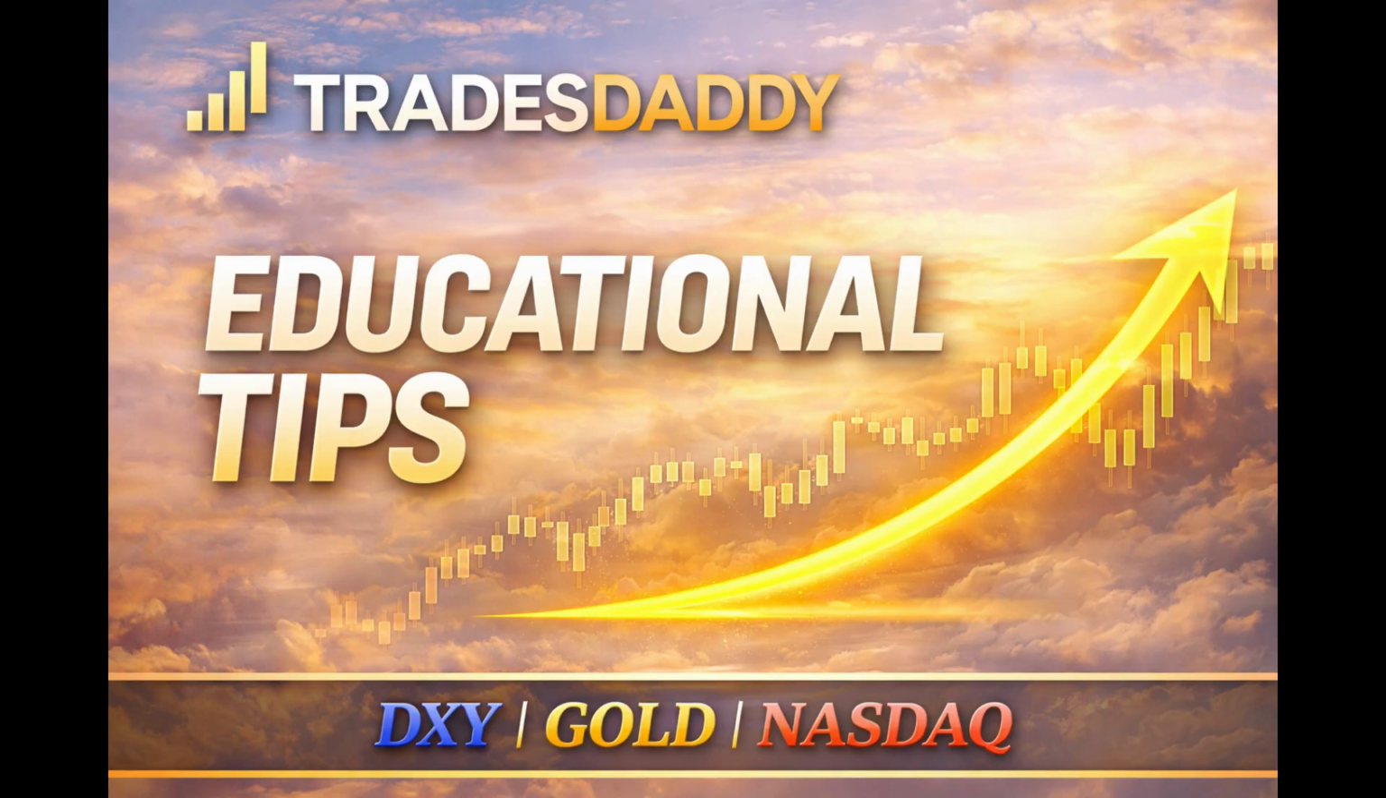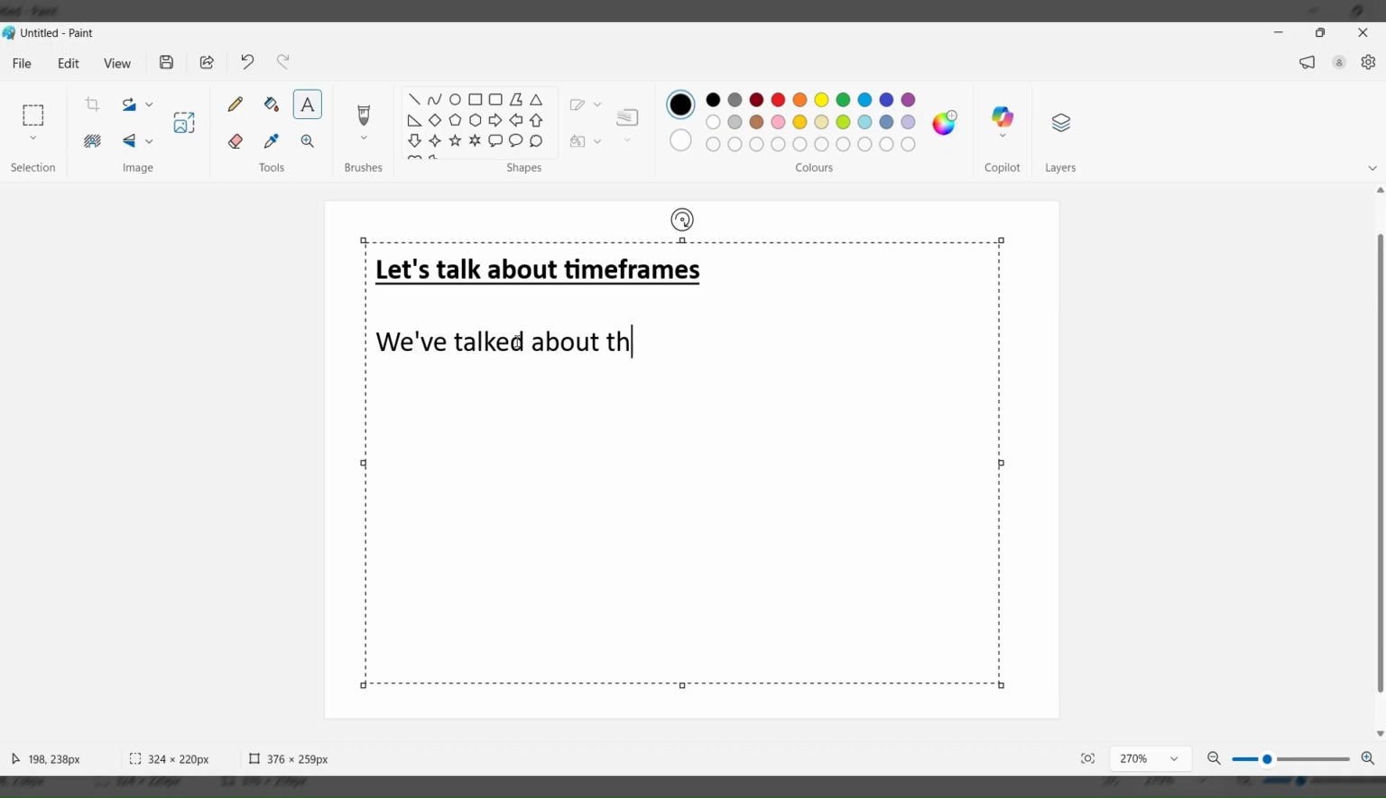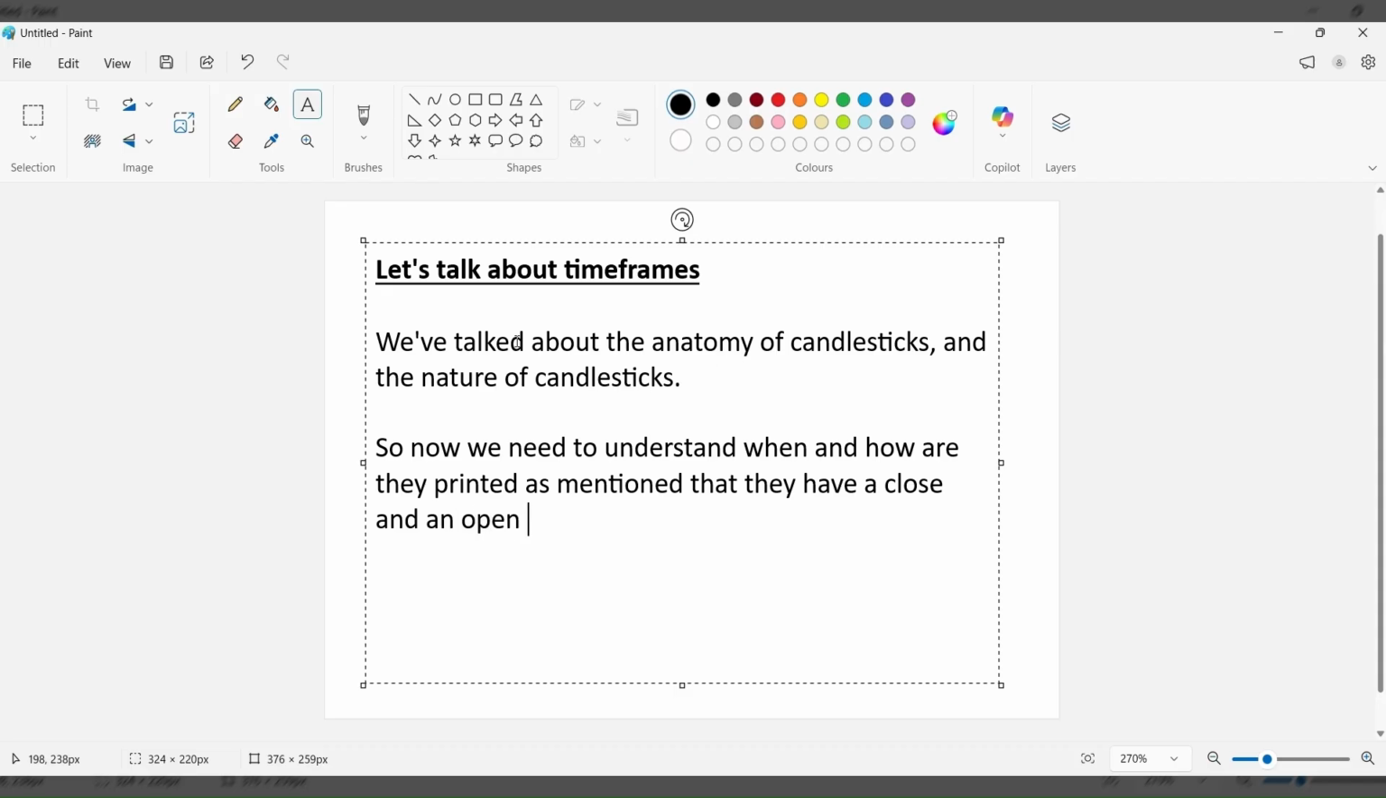Okay, so today let's talk about time frames. We have talked about the anatomy of candlesticks and the nature of candlesticks, meaning how they behave. Now we need to understand when and how they are actually printed, because as mentioned, they have a close and an open. With that being said, we need to know how they move, or their period exactly.